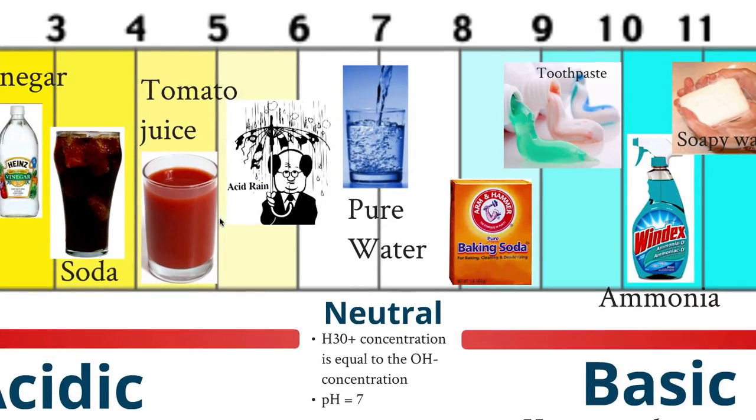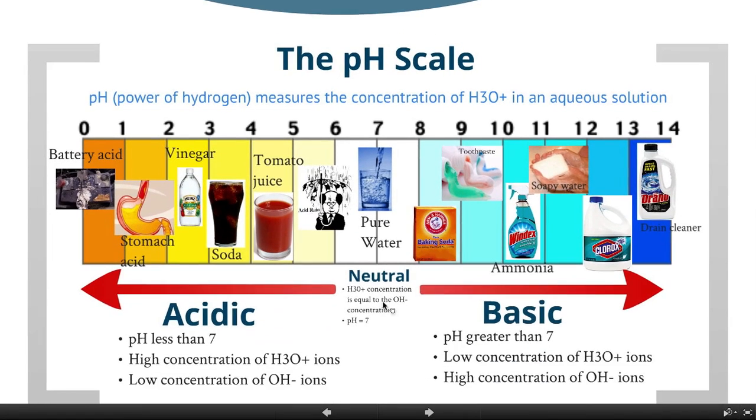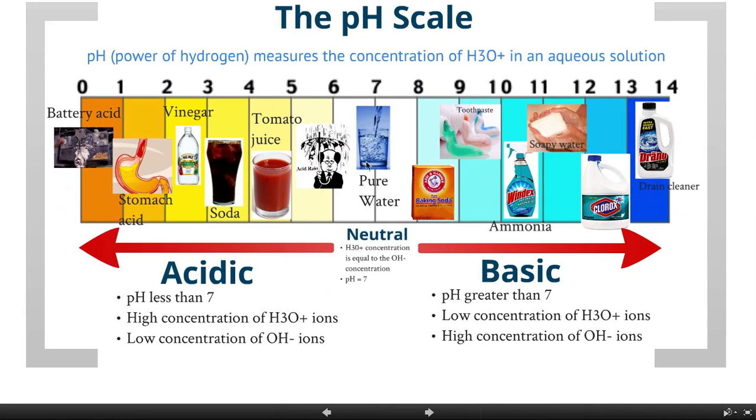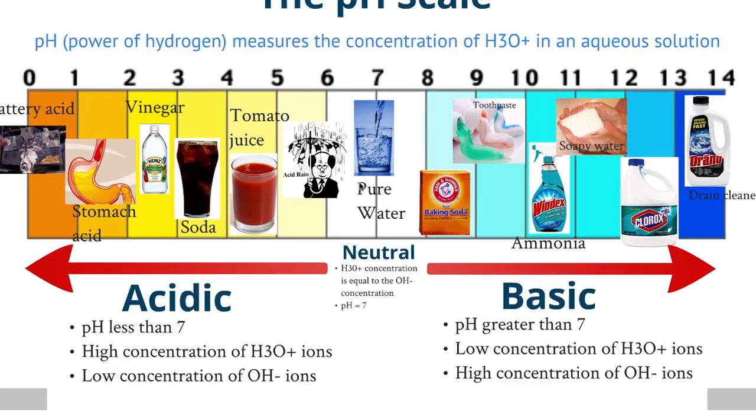So wait, before I move on, let me zoom out so you can get a full picture of the pH scale. Remember, lower pH means it's more acidic. Higher pH means it's more basic. And it all has to do with the concentration of H3O+. High concentration of H3O+, we're going to be acidic. Low concentration of H3O+, but high OH-, we're going to be basic.